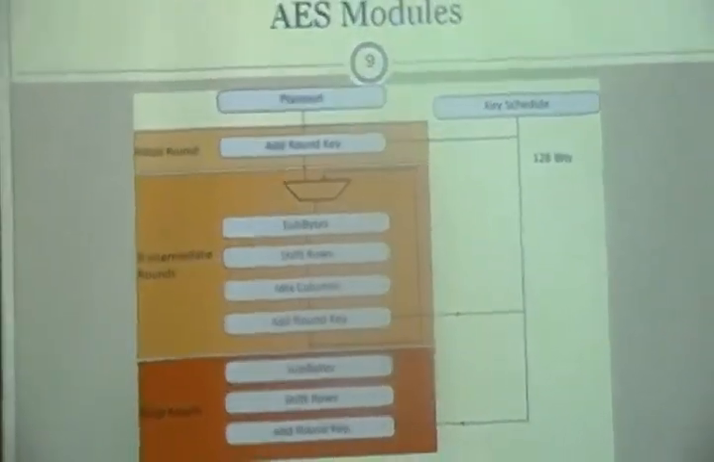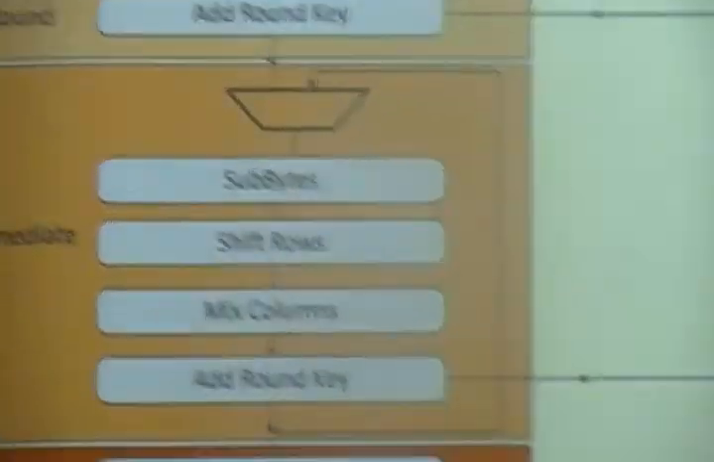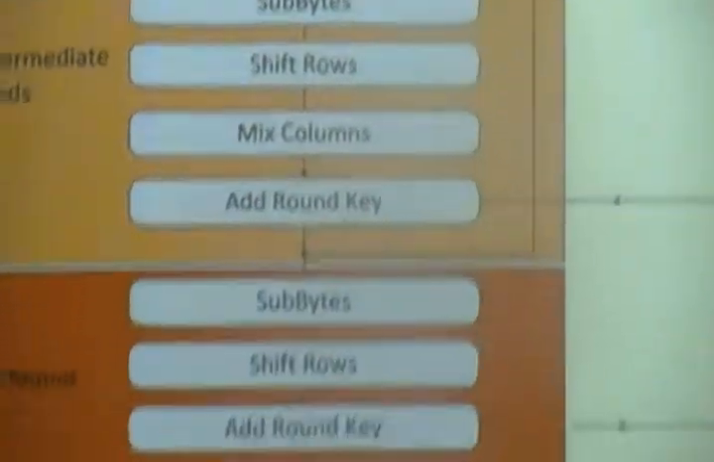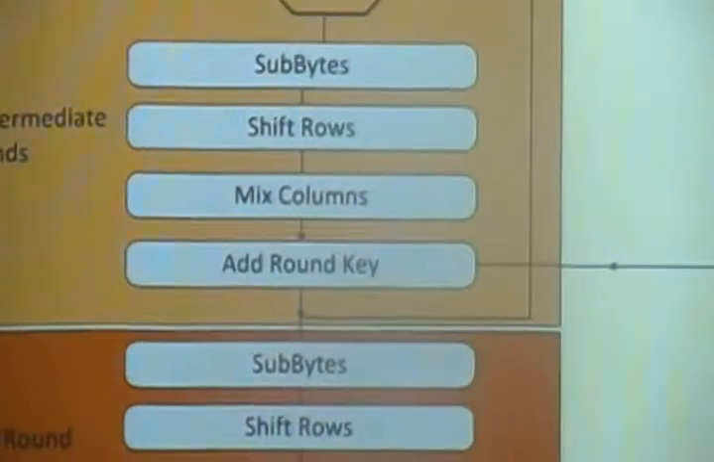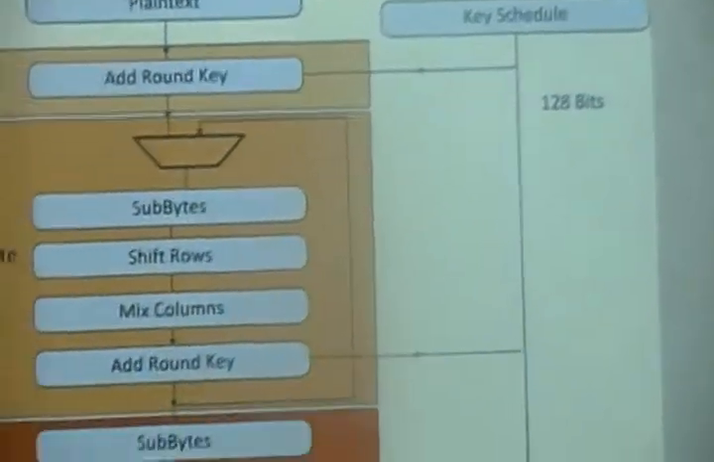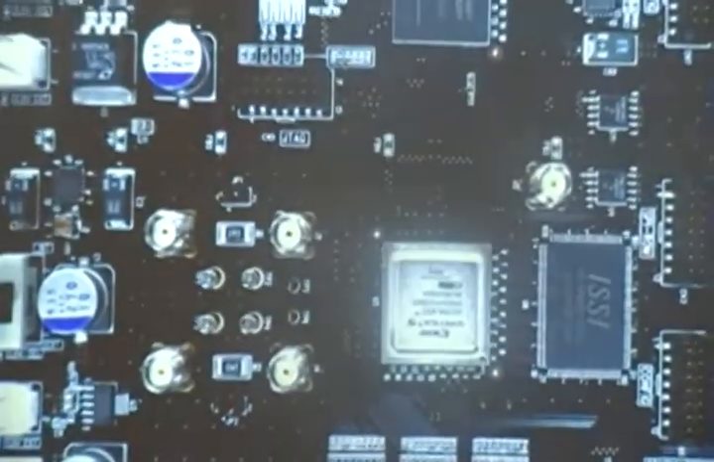This is a flowchart of AES. As you can see, the plaintext enters at the top, goes through an initial round, and then through 9 intermediate rounds. Because of the iterative structure, this makes DPA significantly more effective. And then before proceeding through a final round at which the ciphertext is produced.